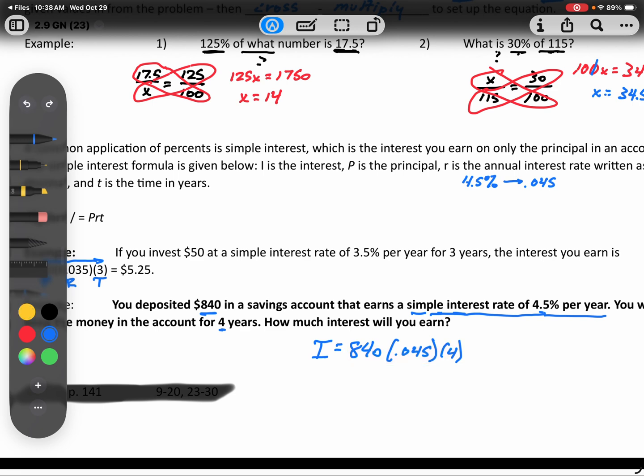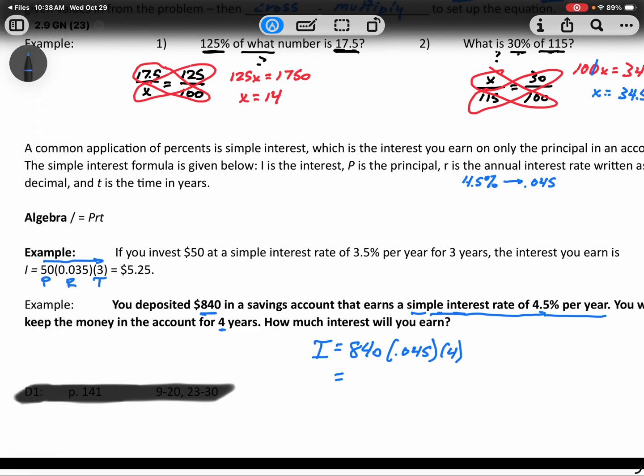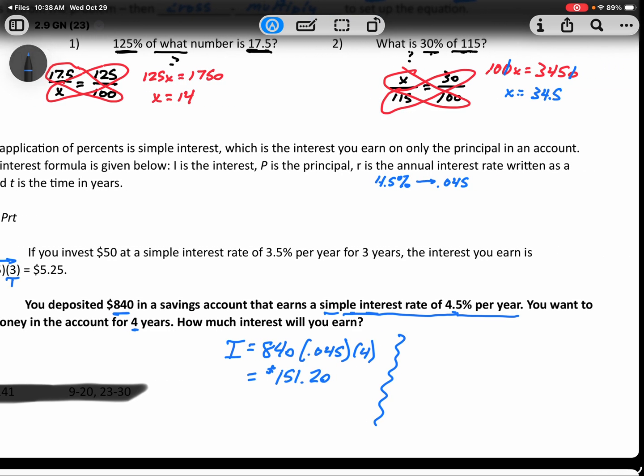So now let's end this problem. How much interest will I earn when said and done? So I come to my calculator, I'm going to put 840 times 0.045 times 4, and that's going to end up giving me my final value, which is $151.20.